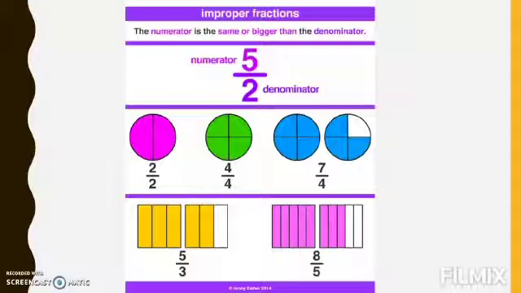Now let us see the next one, that is improper fraction. Improper means the numerator is same or bigger than the denominator. Example here is 5 upon 2. 5 is the numerator and it is bigger than the denominator. And it can also be 2 upon 2 or 4 upon 4. Numerator and denominator both are same, then also it is called an improper fraction. And here 7 upon 4, 5 upon 3, 8 upon 5. So all the numerators in these fractions are equal to or bigger than the denominator. So they are called improper fractions.